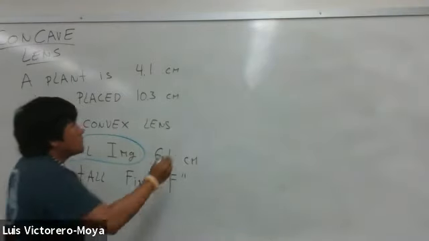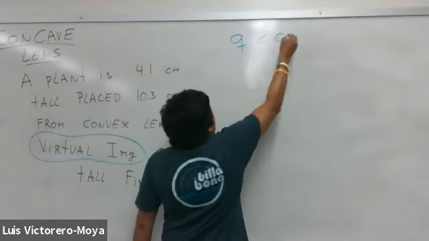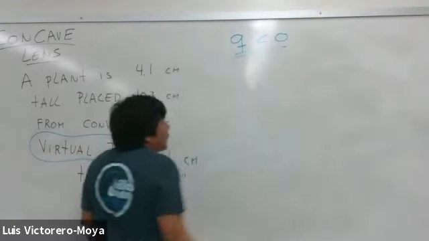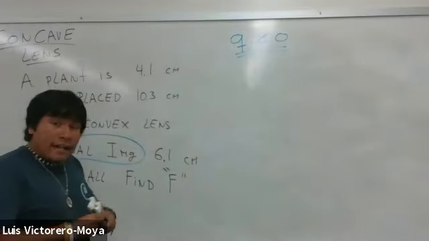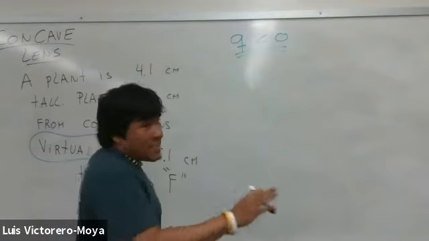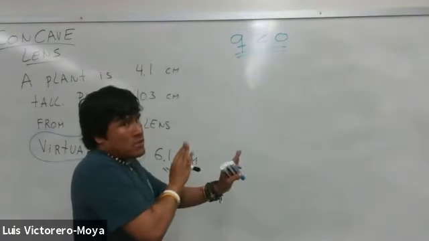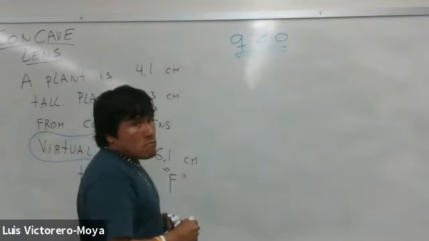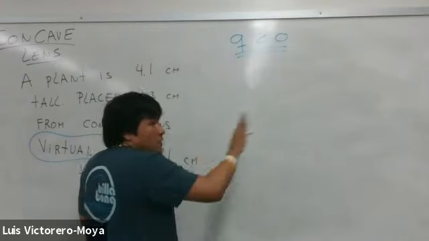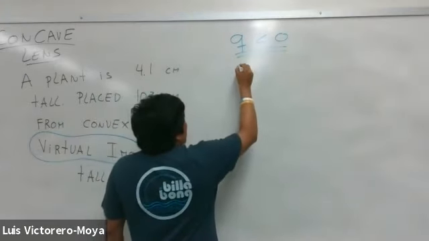Virtual image means that Q is negative. The other hint is that it's larger than the object. The only scenario where you have images larger than the object is when the image is virtual and negative, right? It's when the object is too close to the lens. So why do I need that?